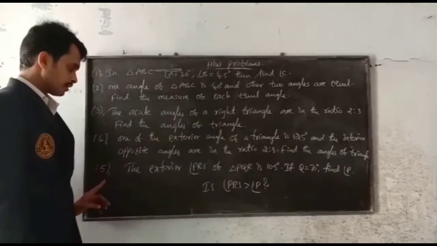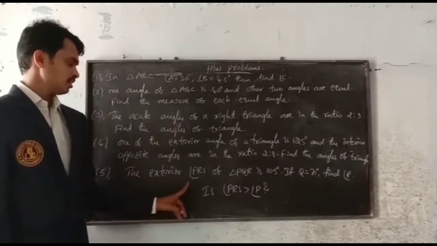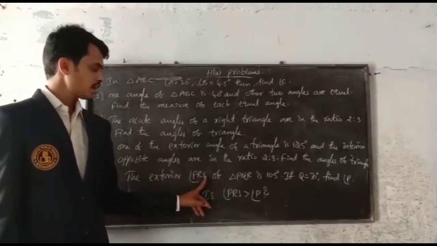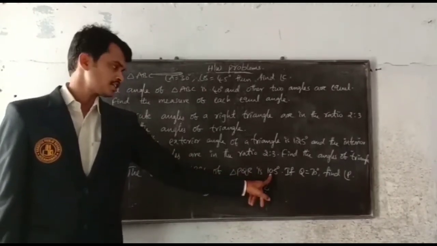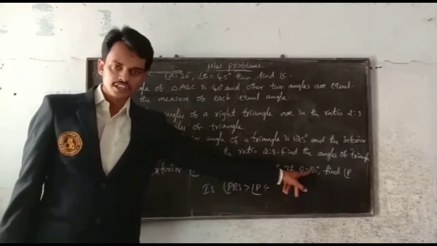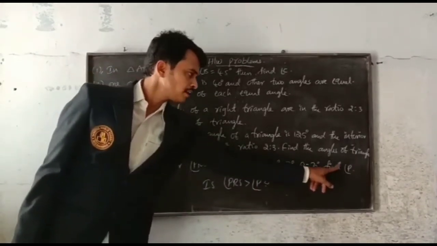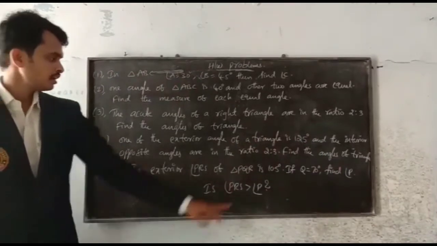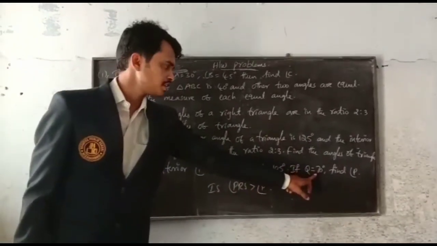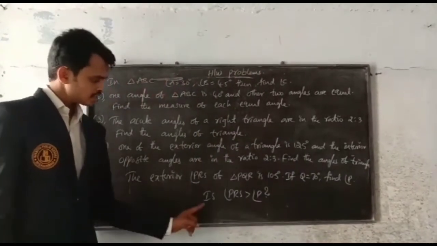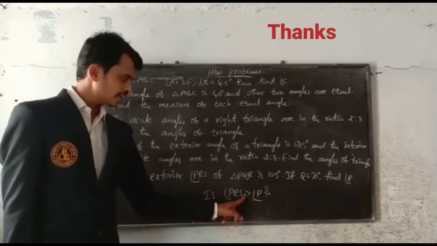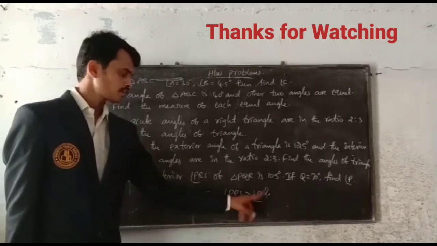Next, fifth one: the exterior angle PRS of triangle PQR is 105 degrees. If Q is 70 degrees, find angle P. So the given angle Q is 70 degrees and we have to find angle P. Next, is angle PRS greater than angle P or not? We have to justify.